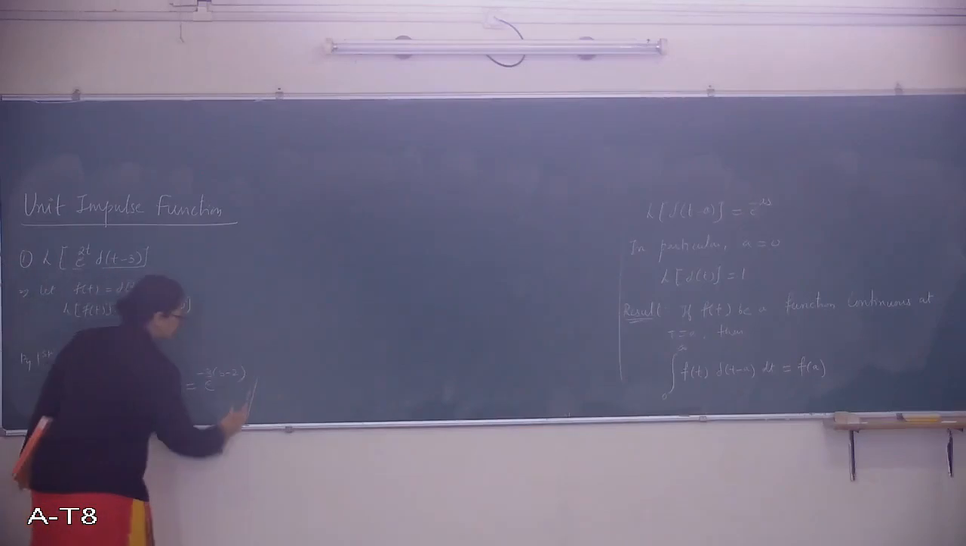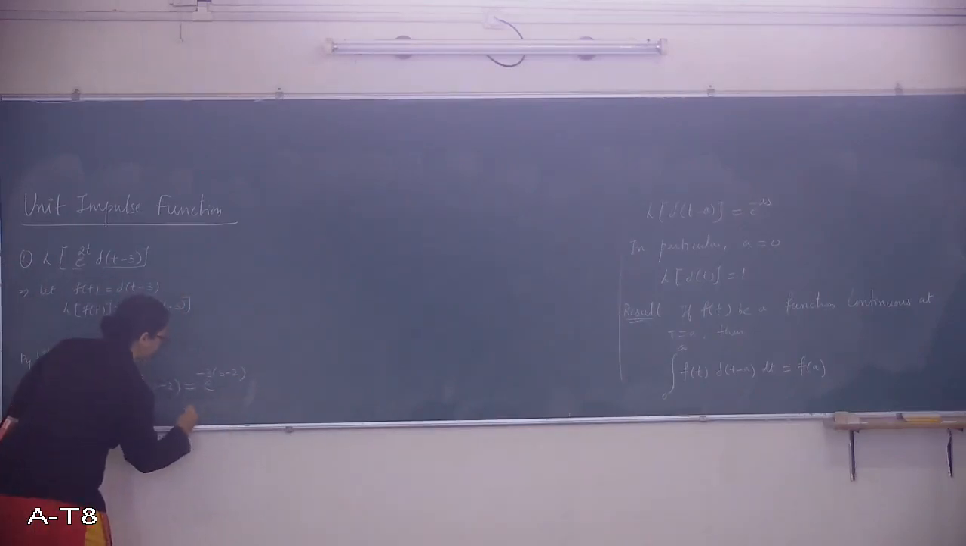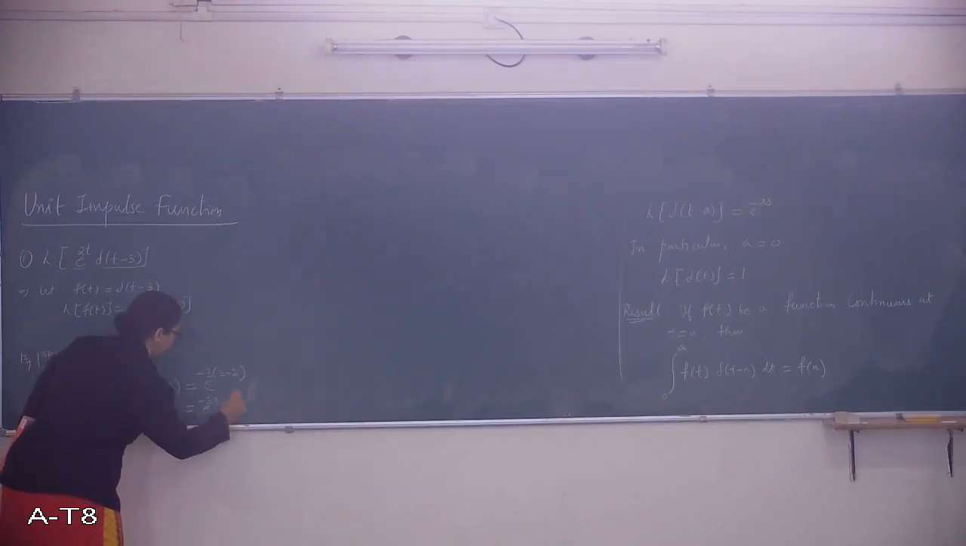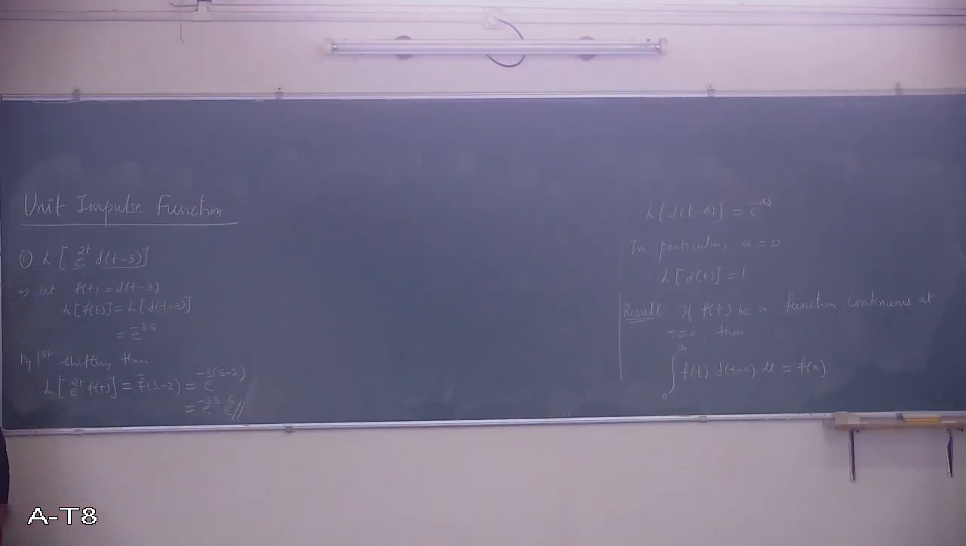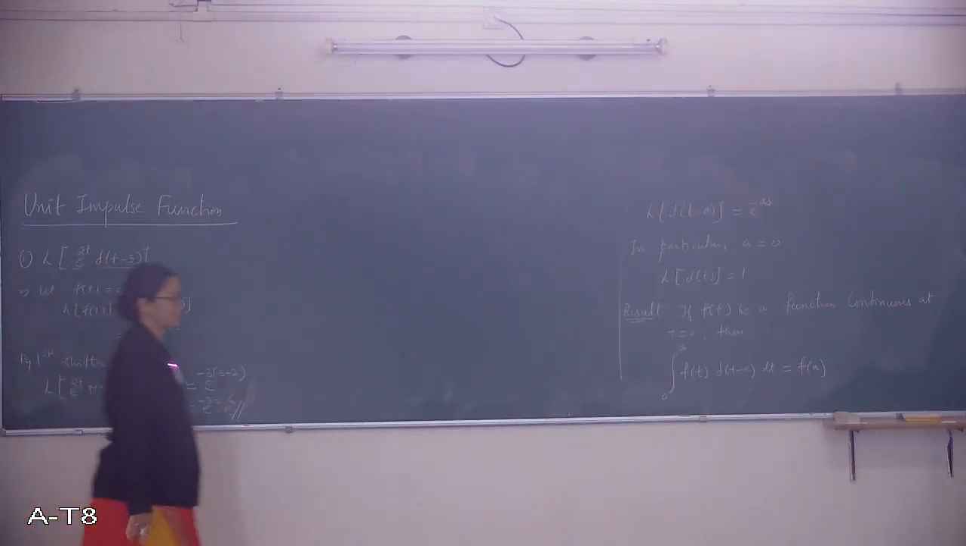Or this again you can simplify. So this can be written as e to the power minus 3s into e to the power 6. So this is the final answer. Similarly, we can do examples.